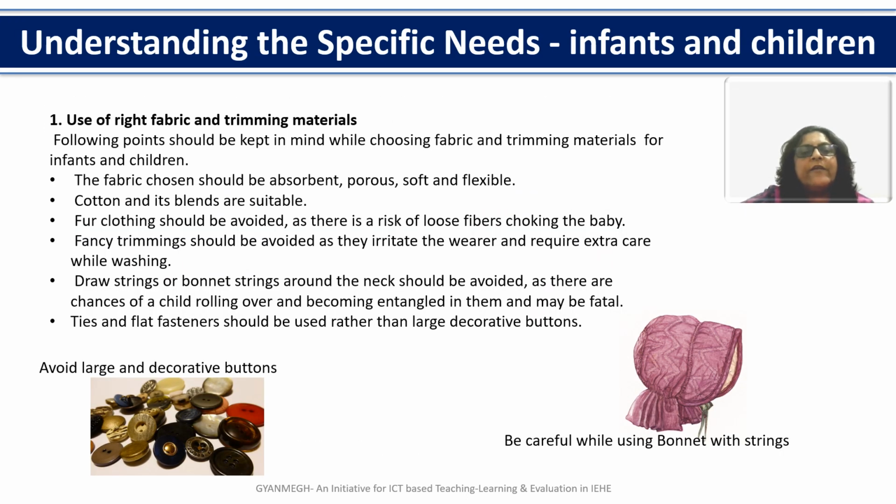For the use of right fabric and trimming materials, the following points should be kept in mind while choosing fabrics and trimming materials for infants and children. The fabric chosen should be absorbent, porous, soft and flexible. Cotton and its blends are suitable. Fur clothing should be avoided as there is a risk of loose fibers choking the baby. Fancy trimmings should be avoided as they irritate the wearer and require extra care while washing.